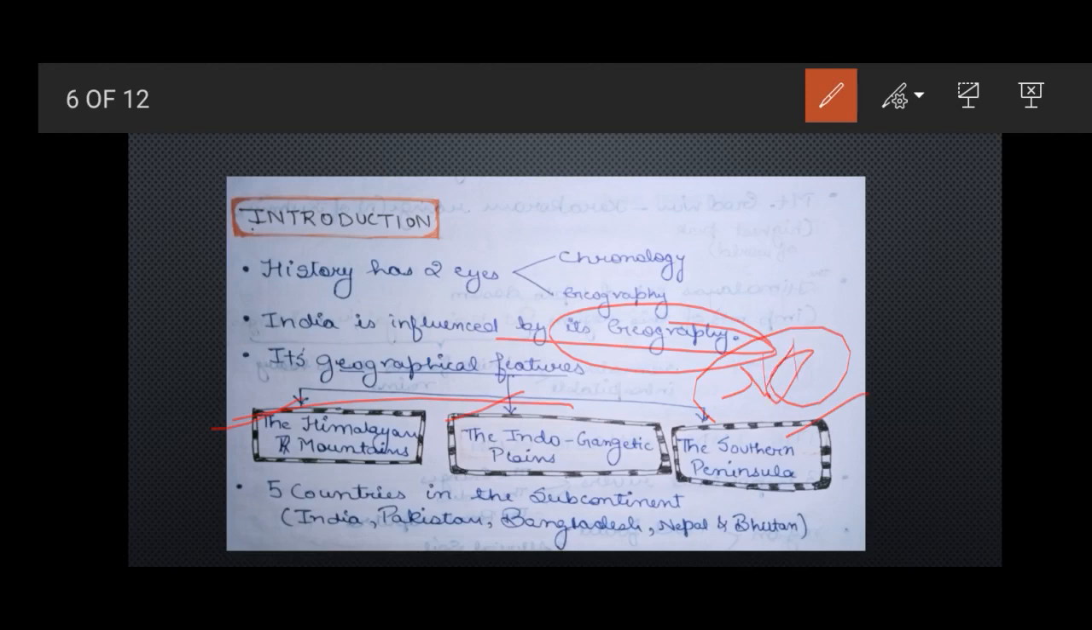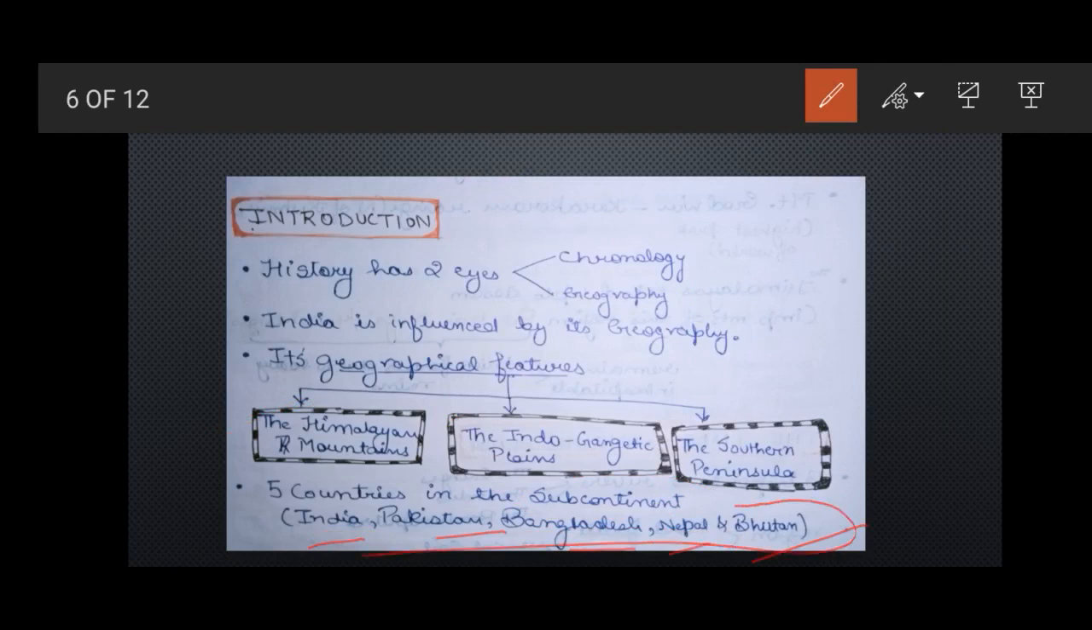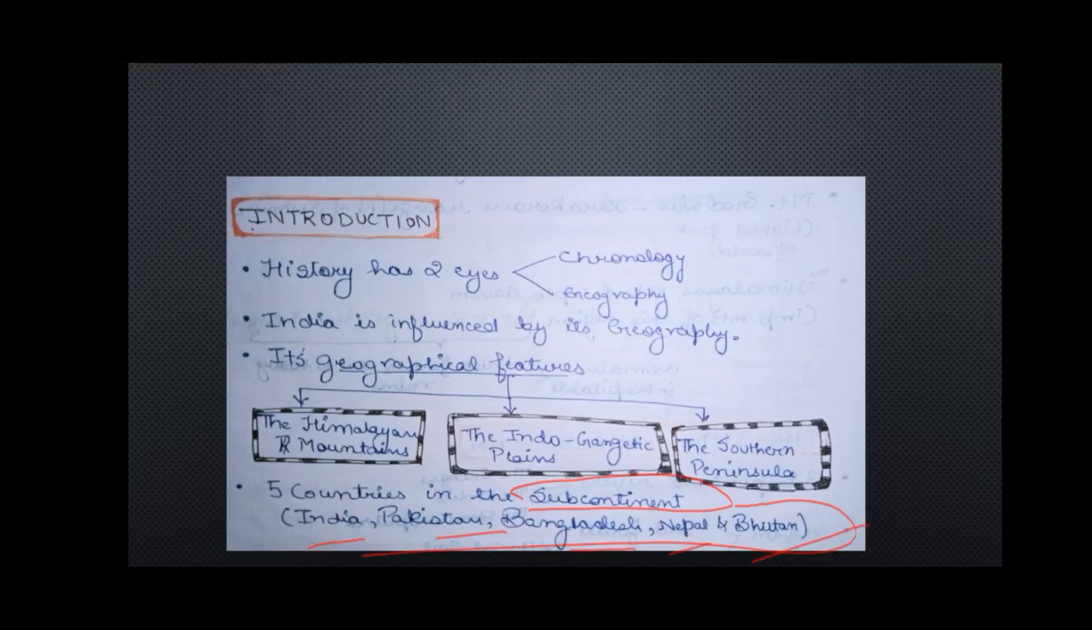Now, about the Indian subcontinent: many times students get confused, and whenever they see the term Indian subcontinent, they consider India alone as a whole. But the fact is that whenever you see the term Indian subcontinent, you have to consider these five countries: India, Pakistan, Bangladesh, Nepal, and Bhutan. These five countries make up the Indian subcontinent. Okay, now let's move further.